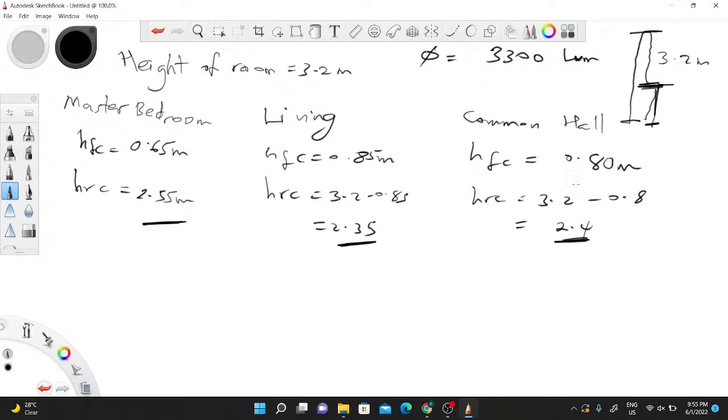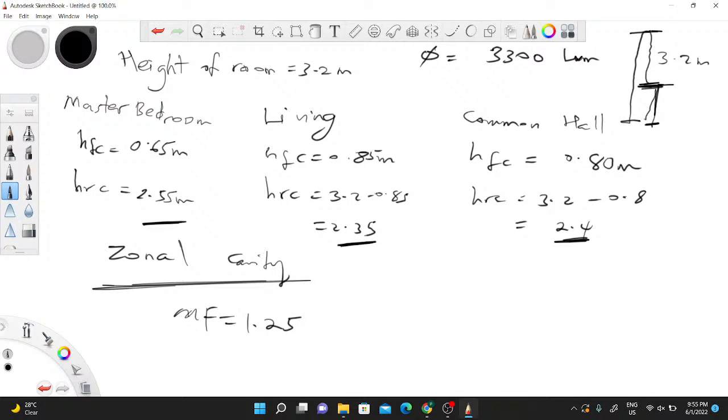The required utilization factors to be used for calculating the number of lamps in the master bedroom. For the master bedroom, living and dining, and the common hall, we are supposed to use the zonal cavity method. Right now we are just taking down the parameters. We've been given the maintenance factor to be 1.25.